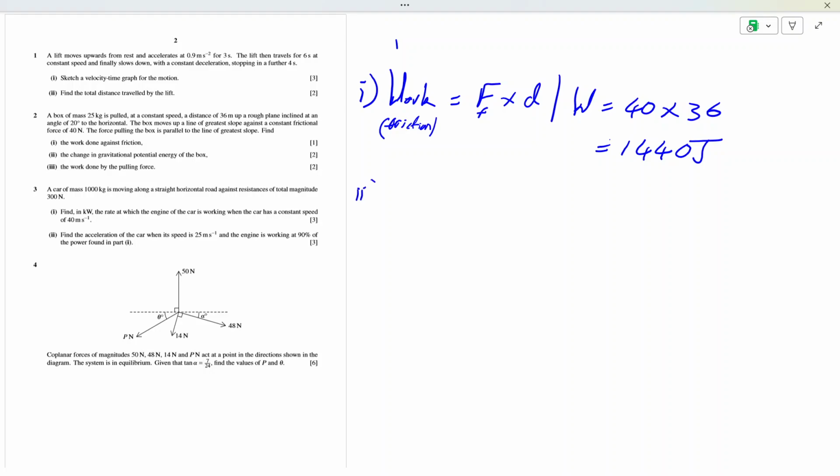Then for the second part, it says the change in gravitational potential energy of the box. All right, so this is the situation that we have. We have the box traveling up an inclined plane.